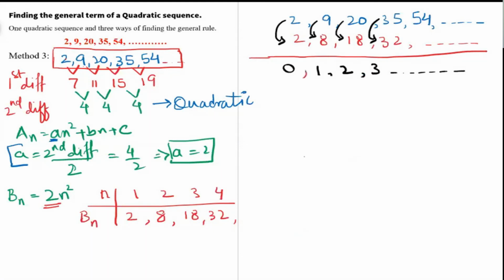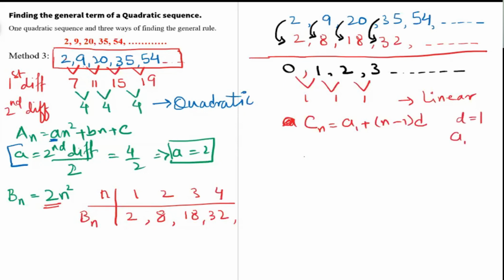Now we have another sequence 0, 1, 2, 3, and you can see that it is obtained by adding 1 to the previous term. Its first difference is 1. If the first difference is a constant, we know this is going to be linear. I'm going to say that this is another sequence cn, where cn is equal to a1 plus n minus 1 times d. d is the common difference, which is 1 in this case, and a1 is the first term, which is 0 here. So we plug in the values. cn is equal to 0 plus n minus 1 times 1, and hence this new sequence is n minus 1.